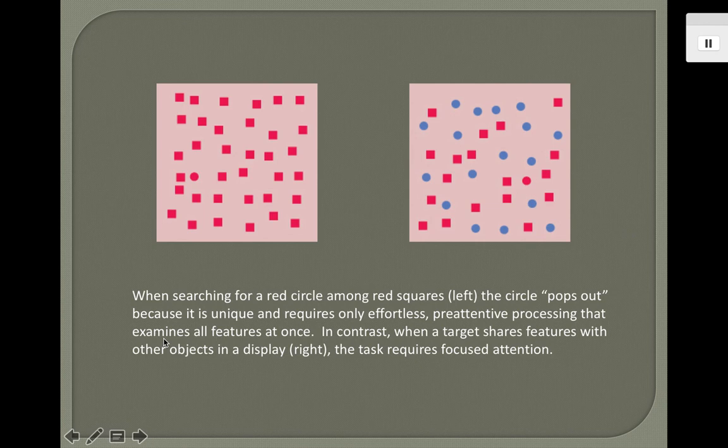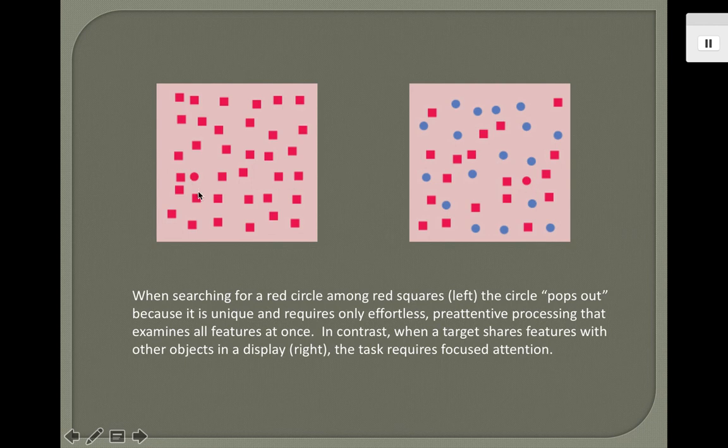But now if you shift over to the right image here, you'll notice that it becomes a little bit more difficult to identify which one is different from all the rest. The one that's different is going to be the red circle. There's only one red circle in all of these shapes. We have lots of blue, we have lots of red, but red squares and only one red circle. So why is it that on the left, the red circle is very easy to identify, but over here it's a little bit more complex?